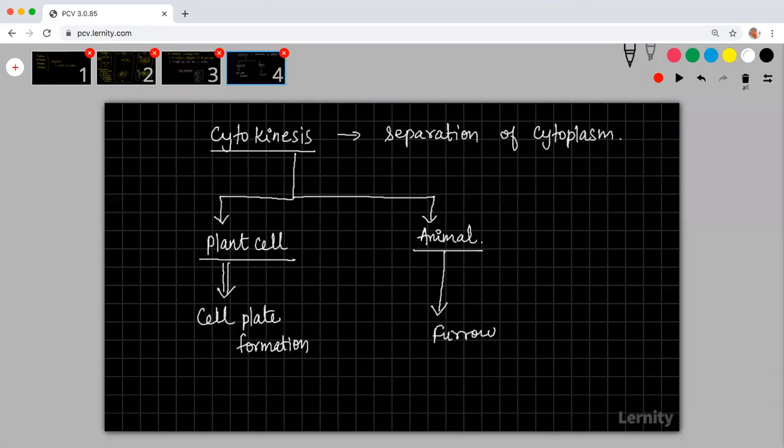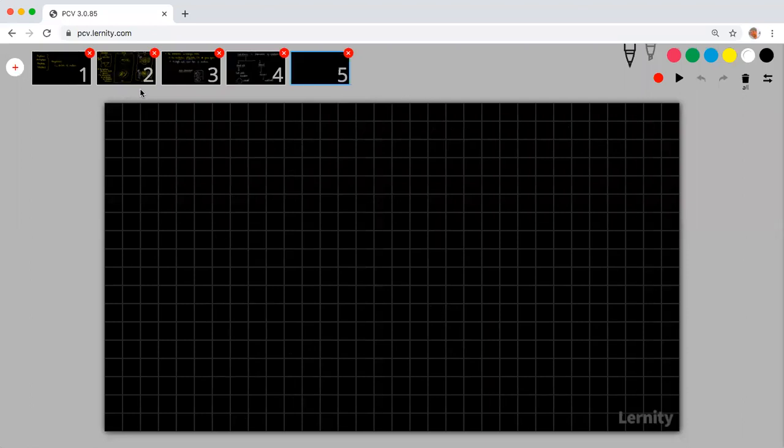Okay. So what is the distinction between these two? You should understand that the plant cell has a rigid cell wall, whereas the animal cell has no cell wall. Since the cell wall is present in one and absent in the other, there are two distinct ways of cytoplasmic division. Now we'll see how a cell plate is formed, and then we'll also understand how a furrow is formed. Let us see the plate formation technique first.